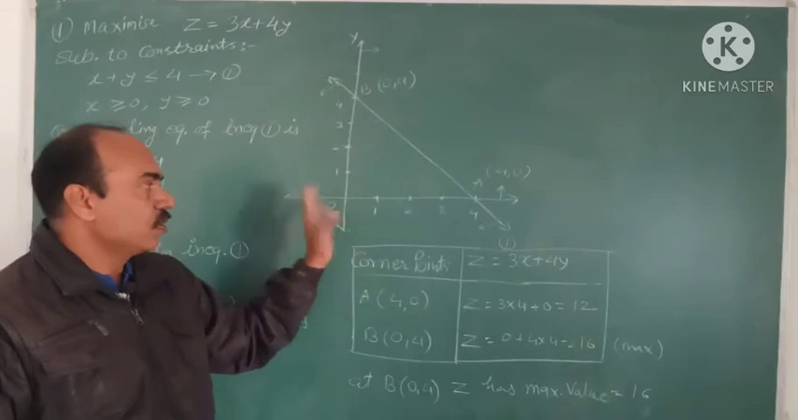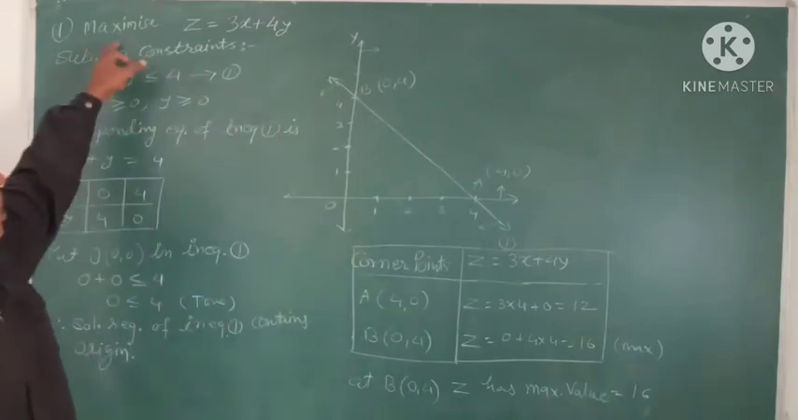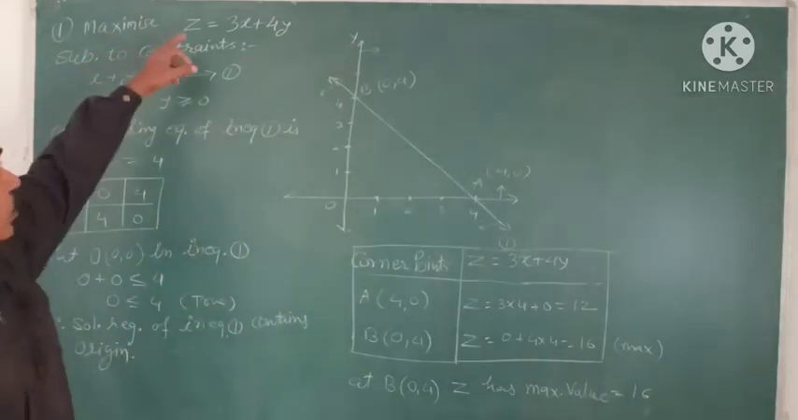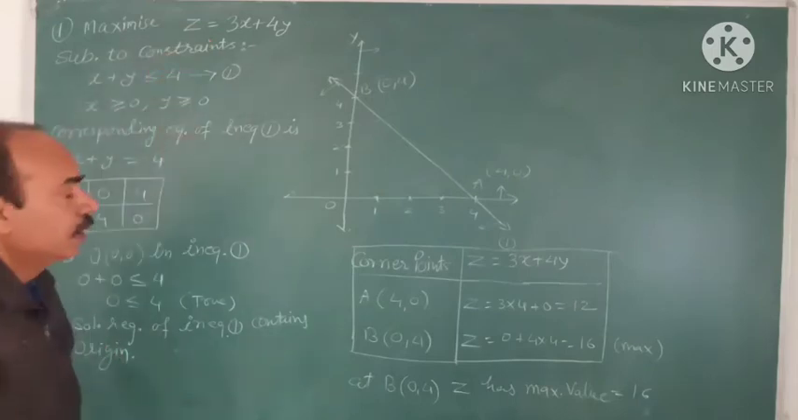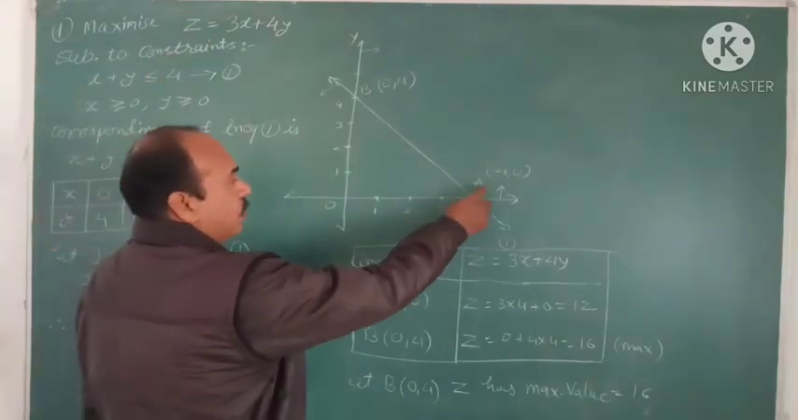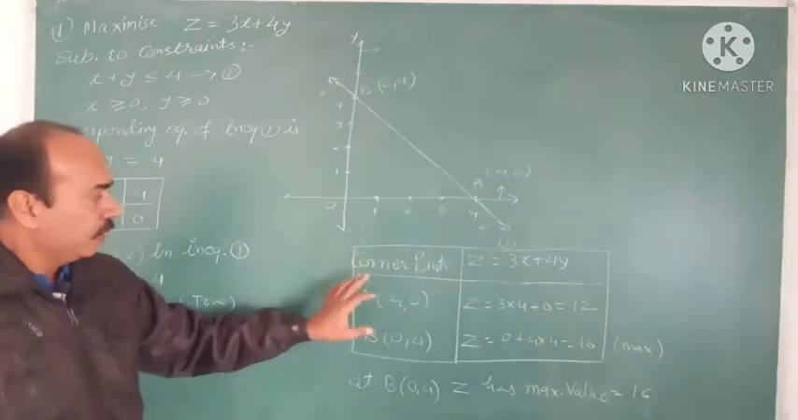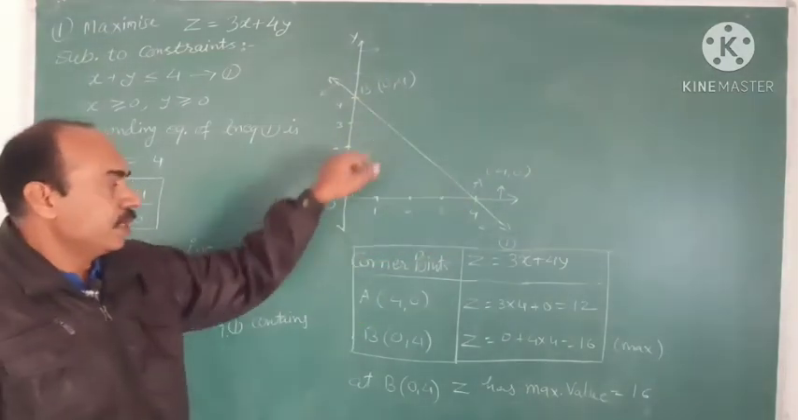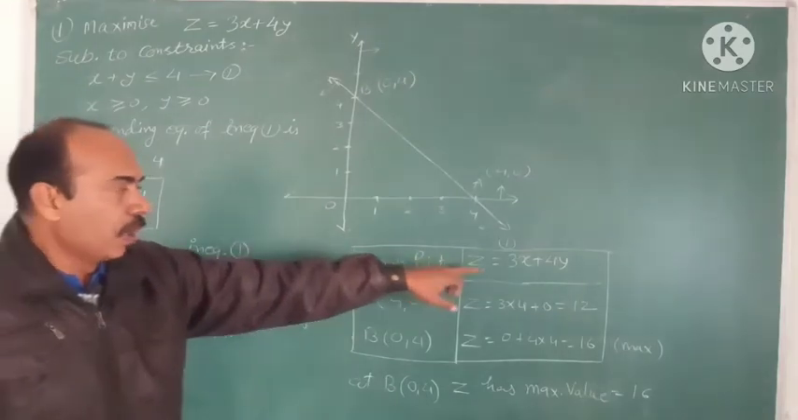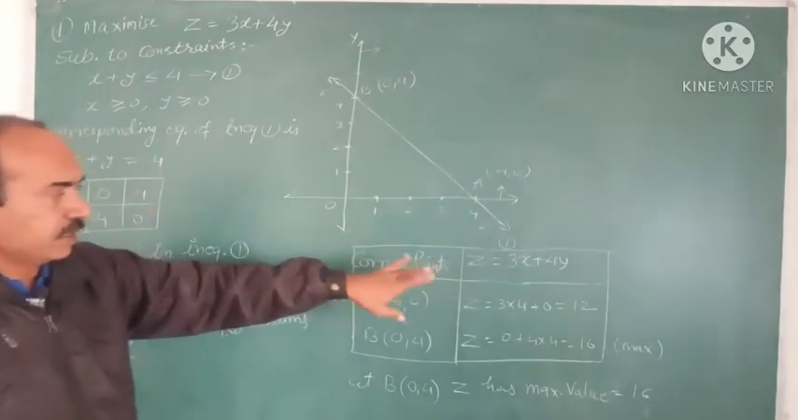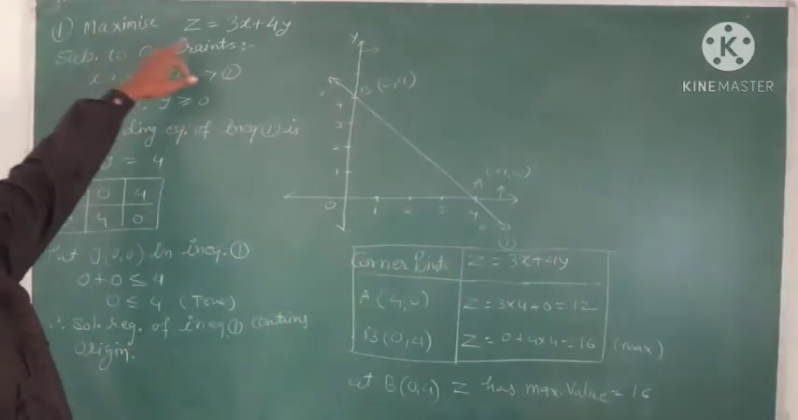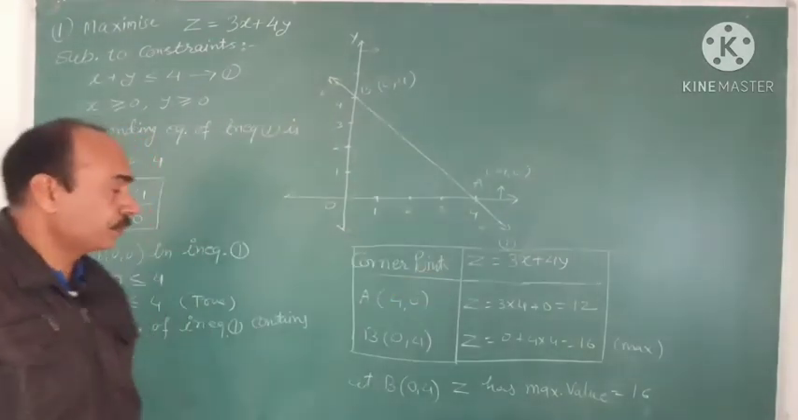Here point O is 0 comma 0, which is the lowest, because we want to find the maximum value of this function. Point A is 4 comma 0, and point B is 0 comma 4. So draw a table, write the corner points, and our objective function z, which is 3x plus 4y, and we have to maximize its value.